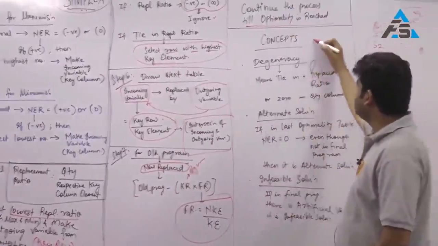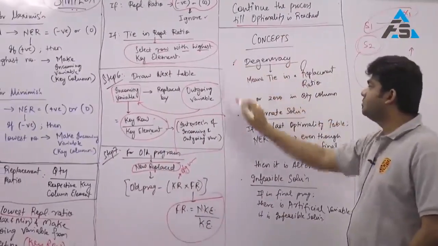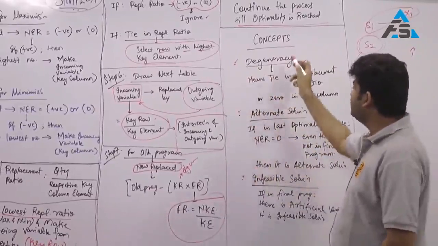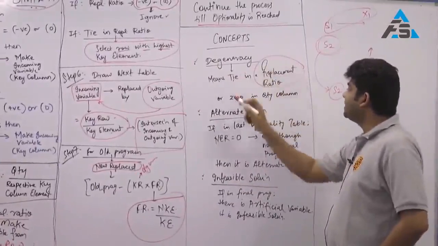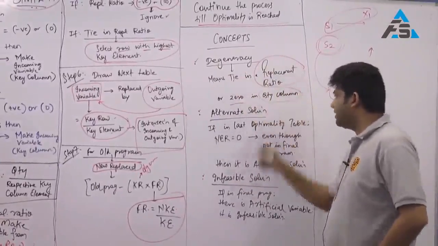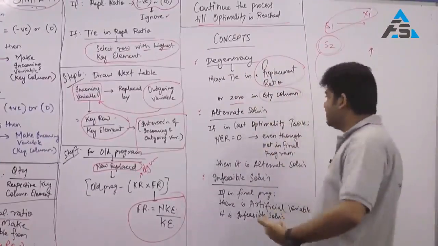Now, as far as concepts are concerned, there are three major concepts to be taken care of. First is degeneracy. What is degeneracy? When there is a tie in replacement ratio or 0 in the quantity column, we say that there is degeneracy.